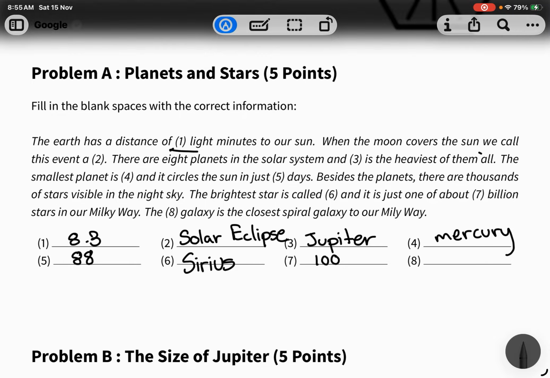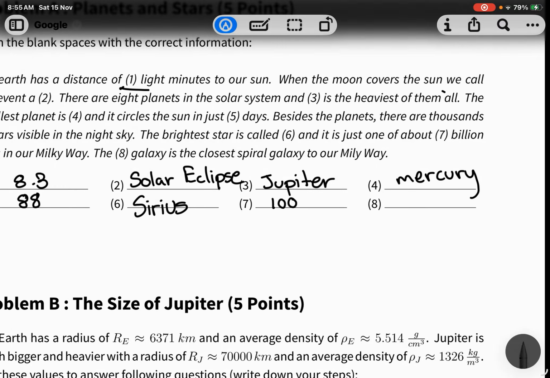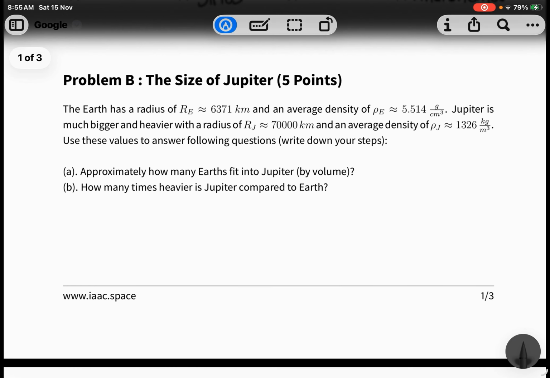The closest galaxy is Andromeda. I'm pretty sure it's also visible in the night sky, sometimes with a phone, I think, as well.